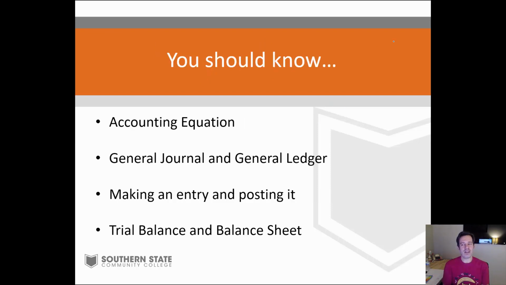So what you need to know by this point: we've done chapters 1 and 2 in Solid Footing. You need to know the accounting equation. You should be able to recite that off the top of your head: assets equal liabilities plus owner's equity. And you need to know what it means. You need to understand how that dictates how account amounts go up or down, depending on what side of the equation they fall on.